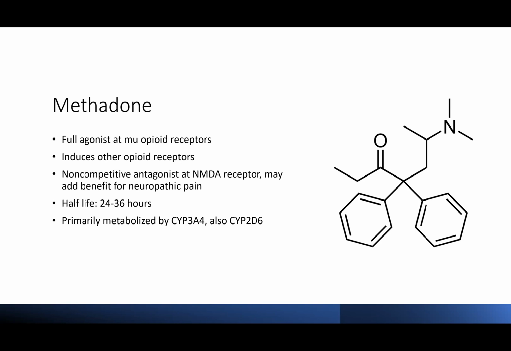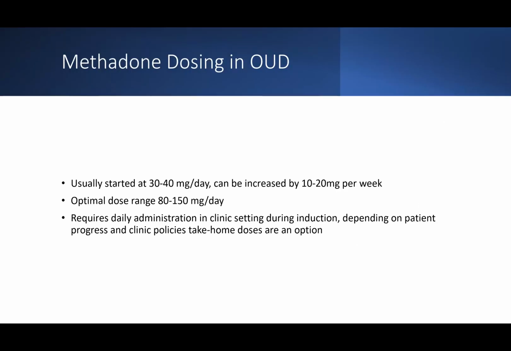It has a fairly long half-life of at least 24 hours, but anywhere from 24 to 36 hours. Then it's primarily metabolized in the liver by the cytochrome enzyme system, mostly CYP3A4, but also 2D6. And then just an overview of dosing, usually started around 30 to 40 milligrams per day, and it can be increased by 10 to 20 milligrams per week. Most patients see an optimal stable dose somewhere within the range of 80 to 150 milligrams every day.